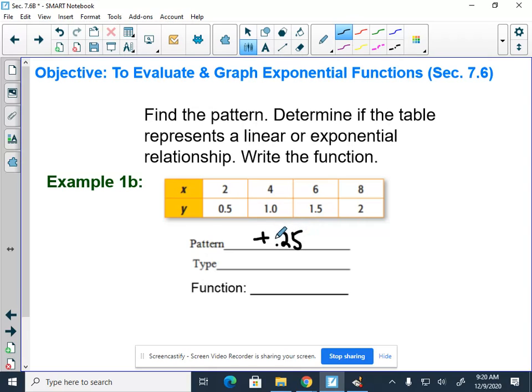You might say, why is it 0.25? Let's throw a number in between there. At 3, this one would be at 0.75. Think like money. This is 50 cents. This is 75. Now we have $1. So for every 1 unit, it must be adding 0.25. So this type then is linear.